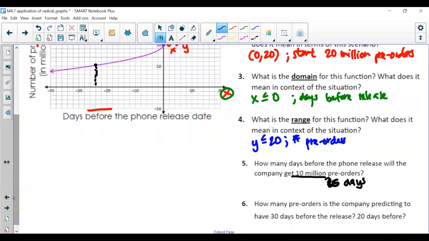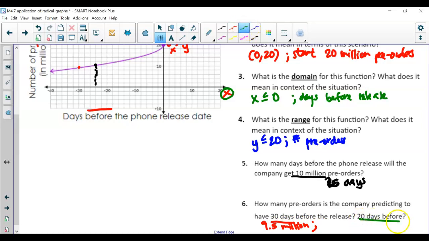So then, how many pre-orders is the company predicting to have 30 days before? So again, now we're looking at 30 days before the release. So 30 days before, here is the number. We are just below that 10 million, so we could say maybe like 9.5 million, right? So just before. This is just an approximation.